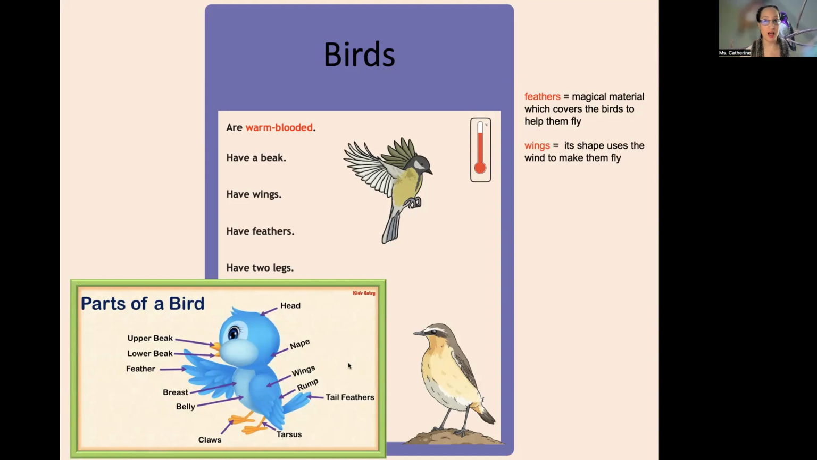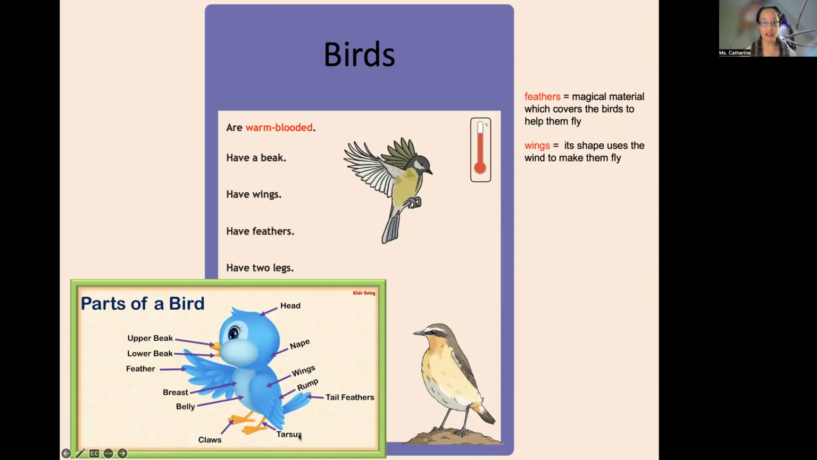Wings to help it fly. Then you have the rump. The rump would be like your behind. Then you have your tail feathers, okay? So the tail feathers would be at the end of the feathers.